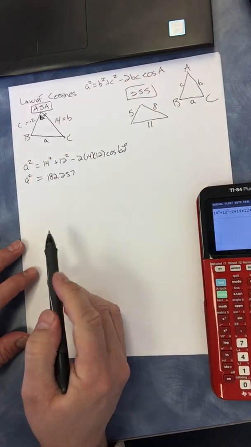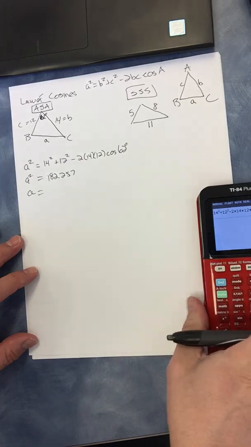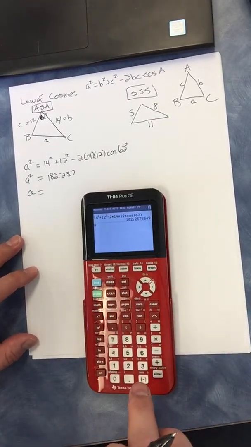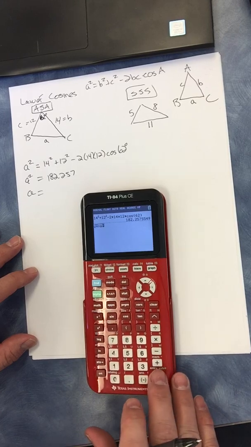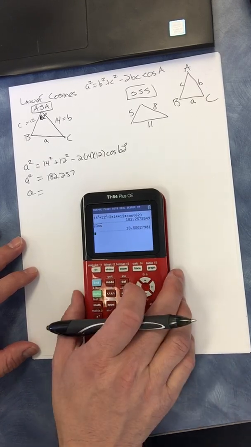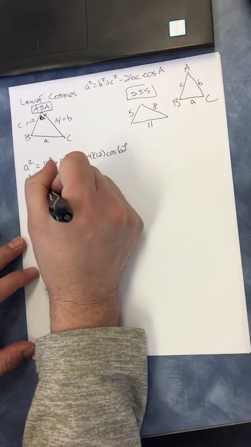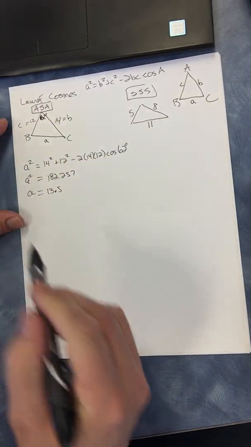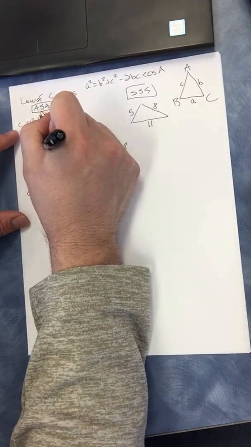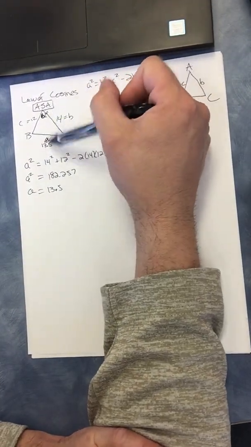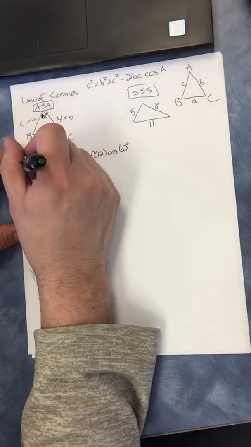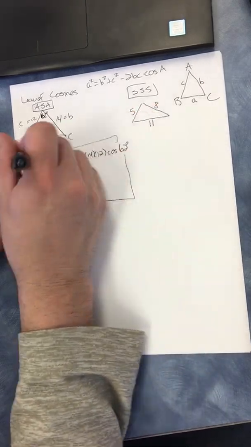182.257. And I don't want a squared, obviously. I want a, so I'm going to take the square root. So I go second square root, and I hit second answer, so I don't have to deal with rounding, and I get 13.5. So side A is 13.5. Now look, once I put that here, 13.5, I actually do have things across from each other. So I only have to use the law of cosines once, and that's how you use it.